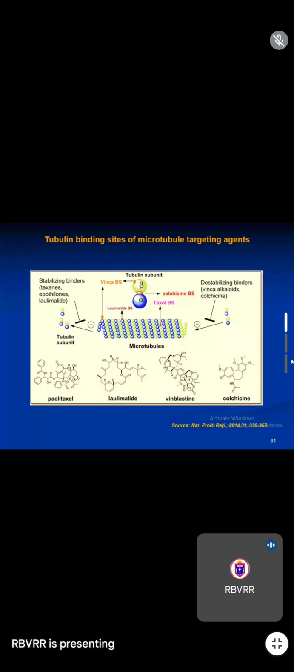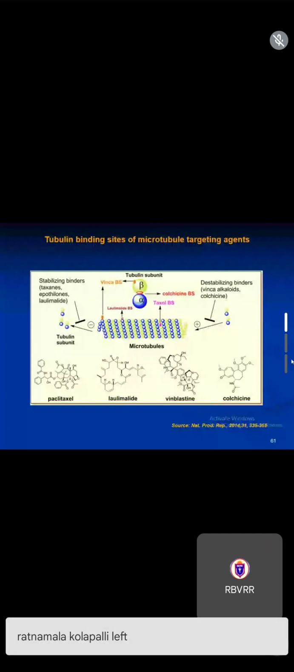These are well known, and so when you make some new molecules you try to compare them with these sites, where they are going and fitting in the tubulin.